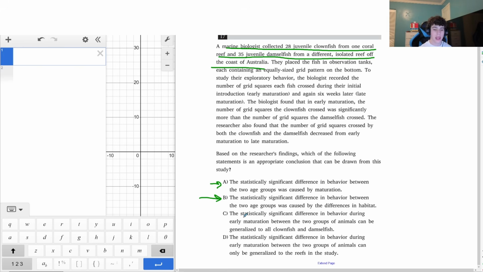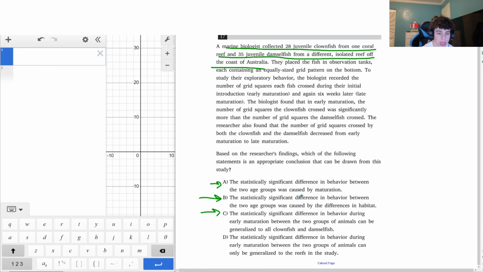Now, C says the statistically significant difference in behavior during early maturation between the two groups of animals can be generalized to all clownfish and all damselfish. This one is definitely wrong. We can definitely not generalize those results because we did not take that random sample. And then this says the statistically significant difference in behavior during early maturation between the two groups of animals can only be generalized to the reefs in the study. I would say that this is probably correct, right? It can only be generalized to this specific reef, right? We can't generalize it to anywhere else.